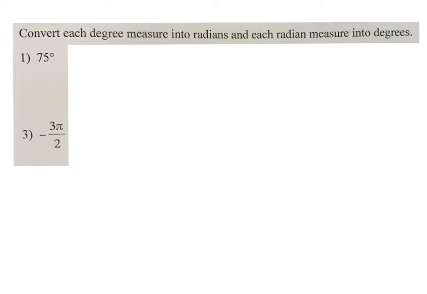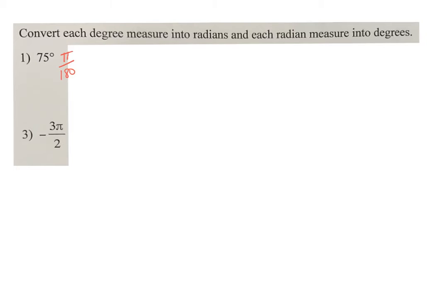So if I am converting degrees to radians and radians to degrees, I am going to use my pi over 180 or my 180 over pi, depending on what I have and what I need to convert. So the first one is 75 degrees. I want it in radians. So what am I going to multiply it by? Pi over 180. So I'm just going to take that and multiply by pi over 180.